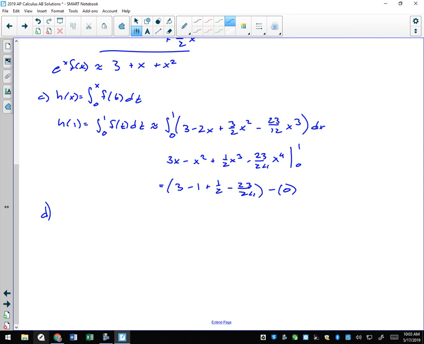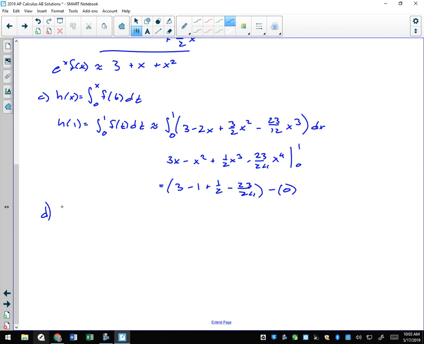Okay, so the approximation in C differs from H of 1. So your error, because they gave you the conditions in the paragraph, the alternating series error test says your error is always less than your first omitted term. So to find my first omitted term, I actually need to go back and find what would have been my x to the 5th term for h of x.